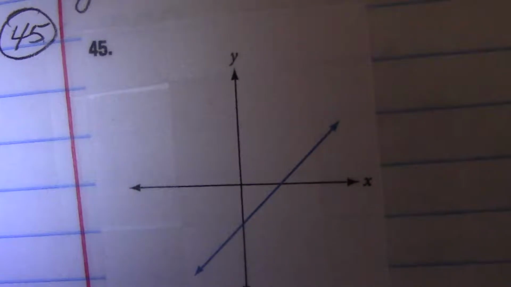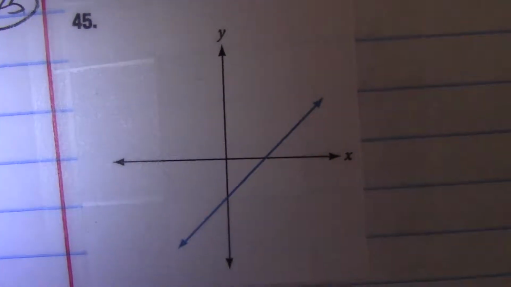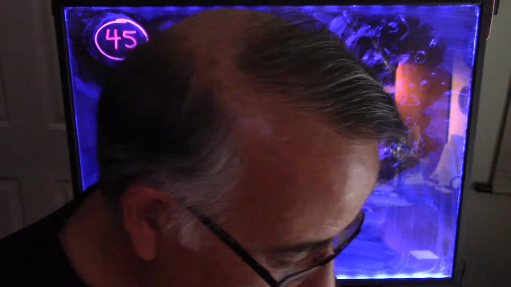Number 45. All right, there it is. It looks like a straight line. Okay, so no turning points. It is a polynomial. It's nice and smooth. There are no breaks in the graph. It's continuous. And no turning points means it has a degree of at least 1.